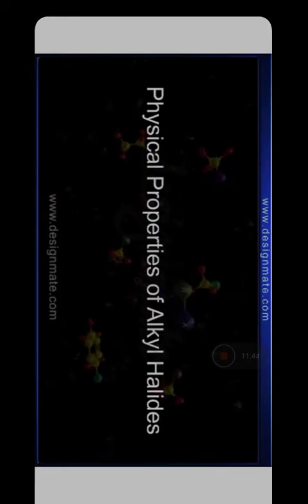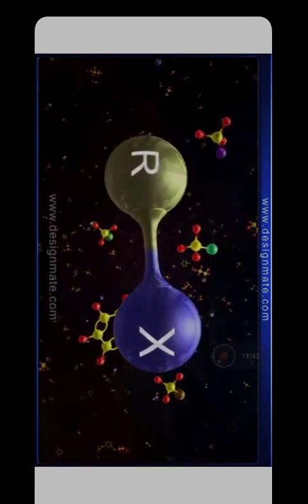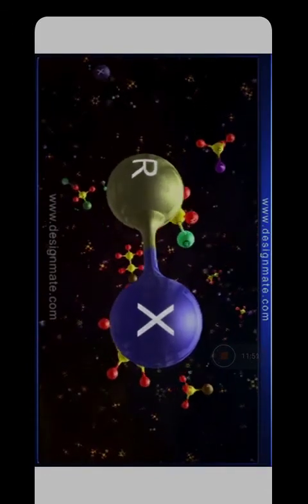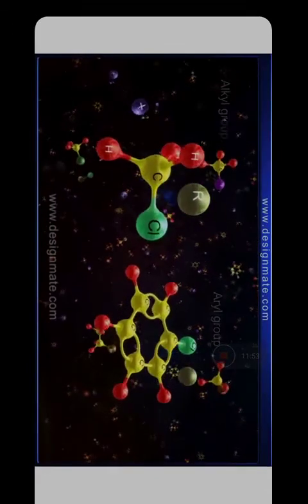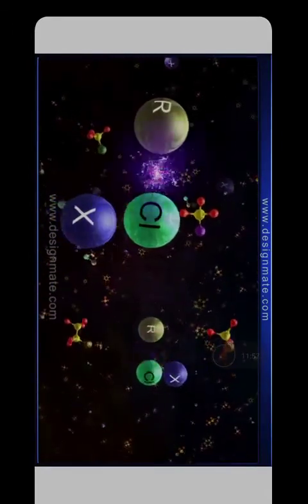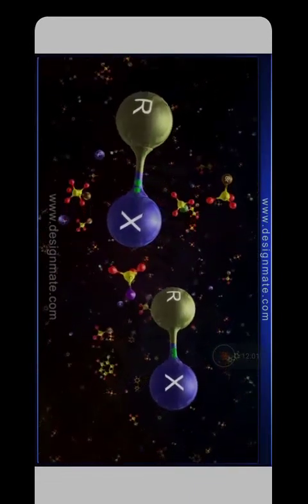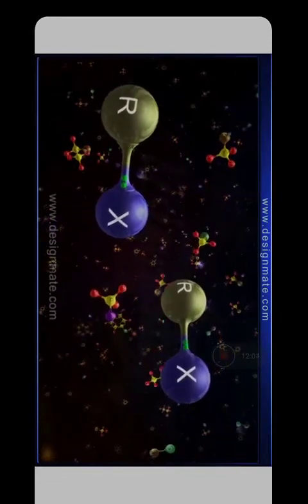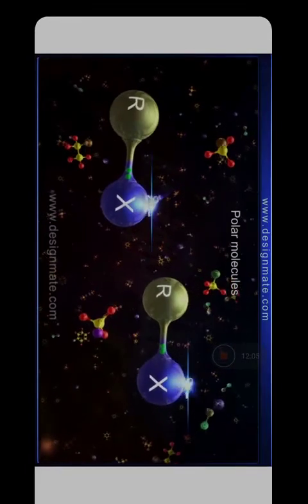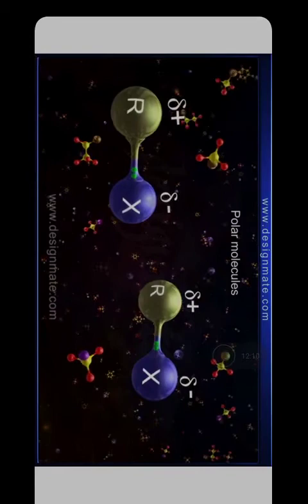Physical properties of alkyl halides. Alkyl halides are denoted by the general formula RX, where R denotes the alkyl or aryl group and X denotes the halogens. Due to the higher electronegativity of halogens, alkyl halides are polar molecules with delta minus charge on the halogen and delta plus charge on carbon.